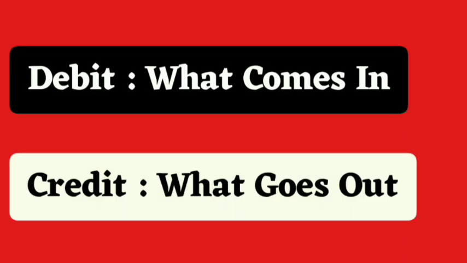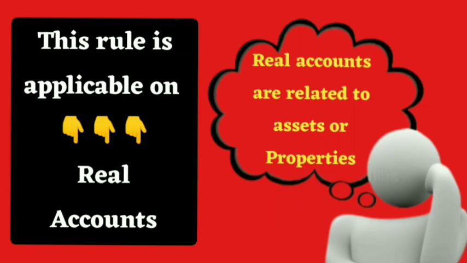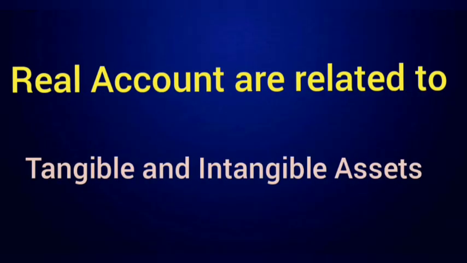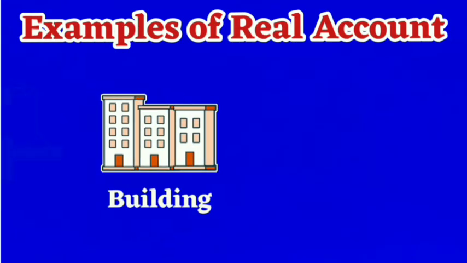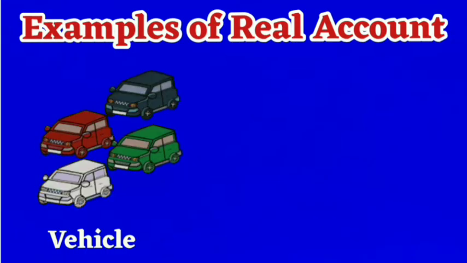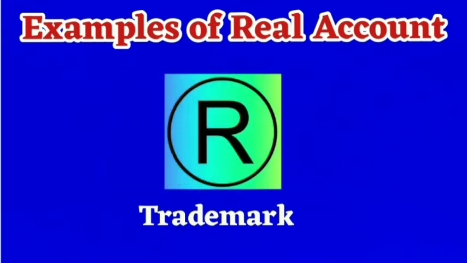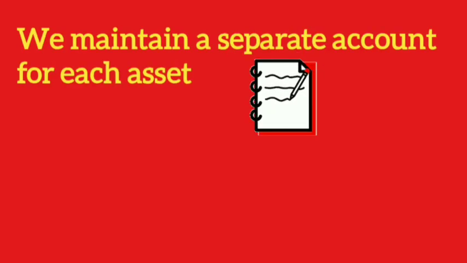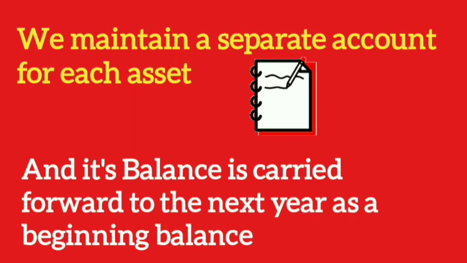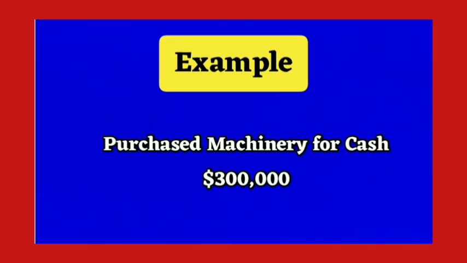Let's start. The first rule is debit what comes in, credit what goes out. This rule is applicable on real accounts. To better understand this rule, you should know about the real accounts. Real accounts are related to tangible and intangible assets like building, equipment, vehicle, cash, trademark. We maintain a separate account for each asset and its balance is carried forward to the next year as a beginning balance.